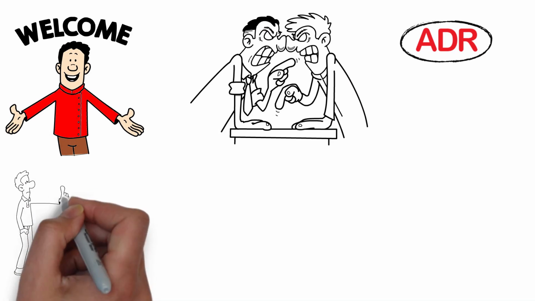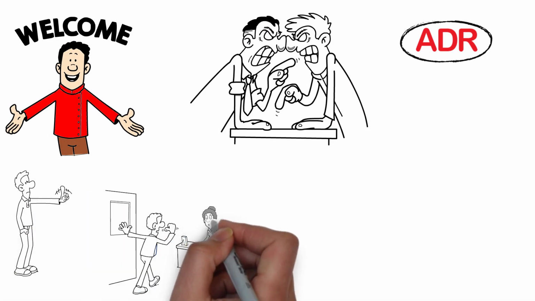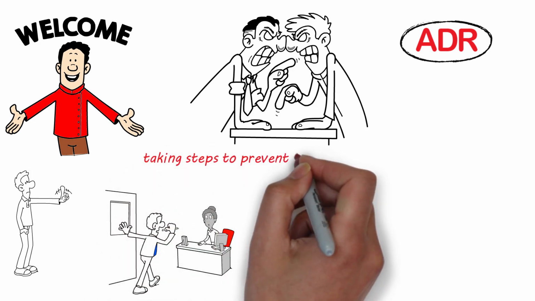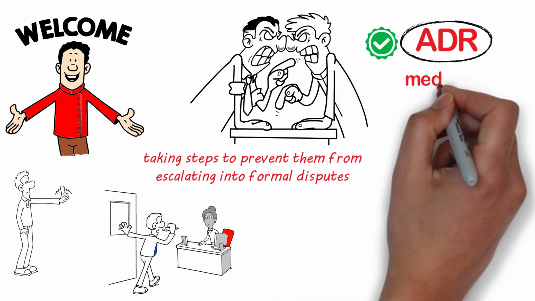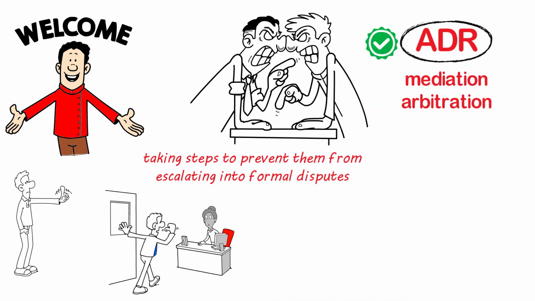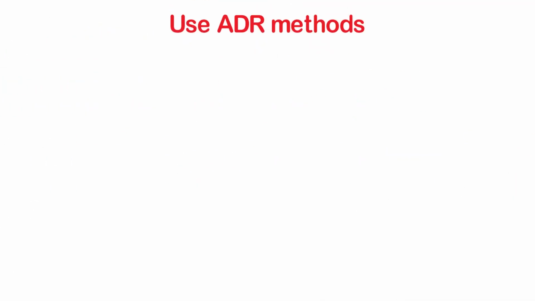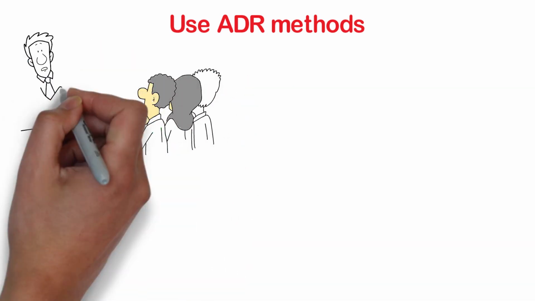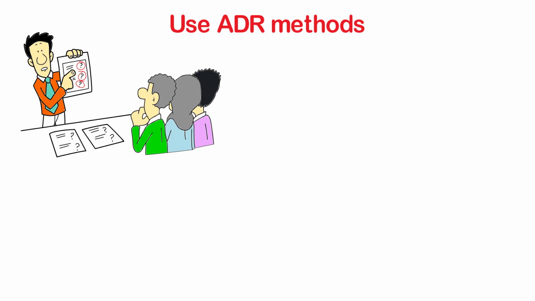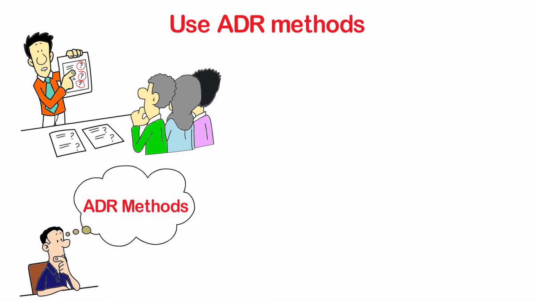Dispute avoidance is a proactive approach to managing disputes that involves identifying potential conflicts and taking steps to prevent them from escalating into formal disputes. ADR methods, such as mediation and arbitration, can effectively resolve contract disputes and avoid costly and time-consuming litigation. To effectively use ADR methods, parties should consider some of the most important issues related to dispute resolution and dispute avoidance. The first issue is knowledge of ADR methods.